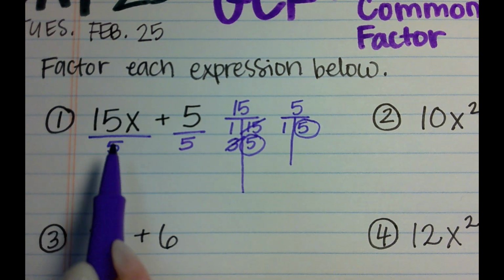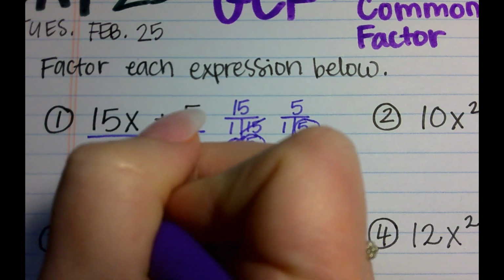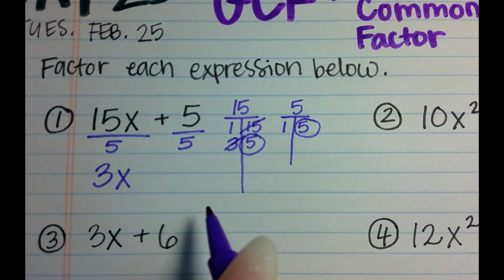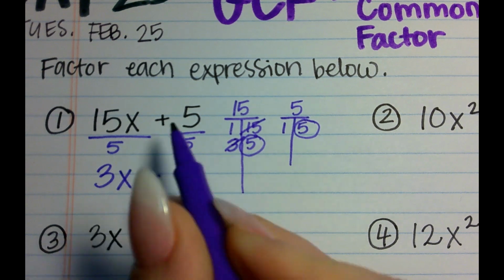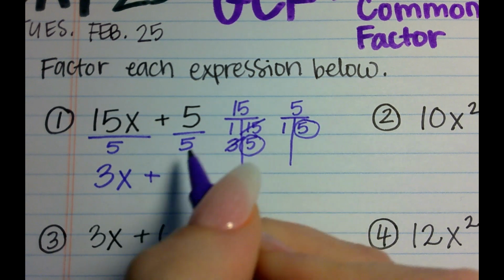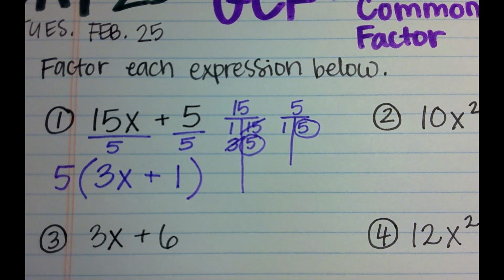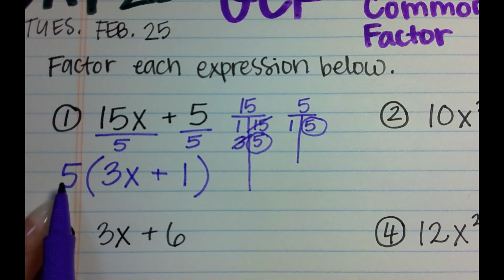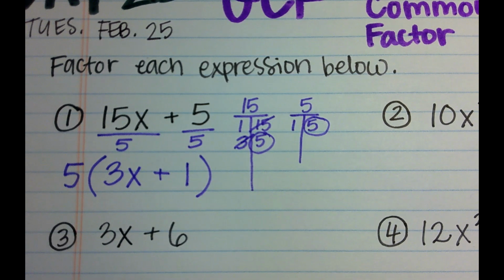So what is 15x divided by 5? 3x. Good. And we'll bring down our plus sign. How about that? And 5 divided by 5? 1. Those go in parentheses. Then put the 5 on the outside. Yes. That is the most important part. Do not forget to bring your greatest common factor. Don't forget to write the GCF outside of your parentheses.